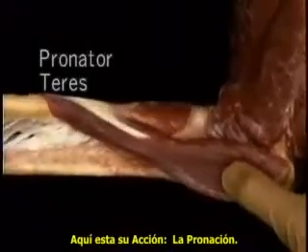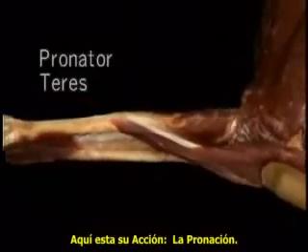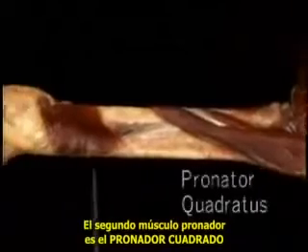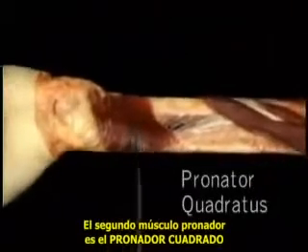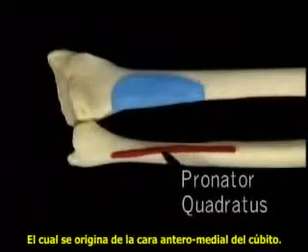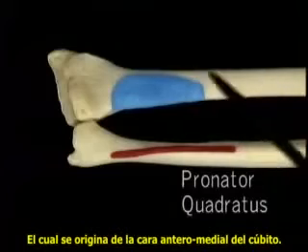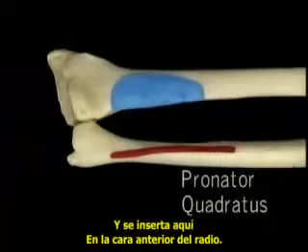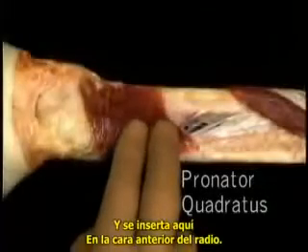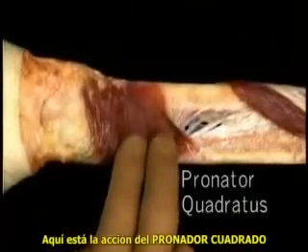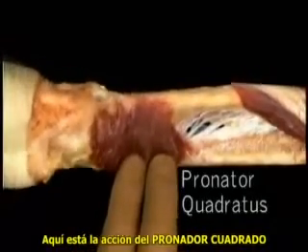Here's its action: pronation. The second pronator muscle is pronator quadratus, which arises from the anteromedial aspect of the ulna and inserts here on the anterior surface of the radius. Here's the action of pronator quadratus.